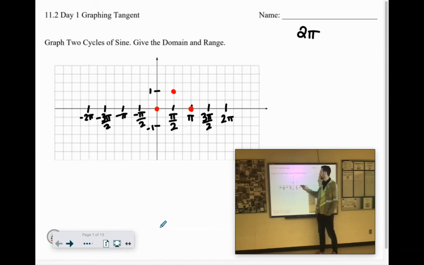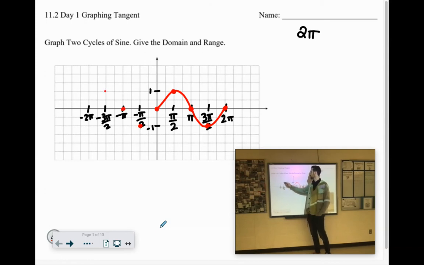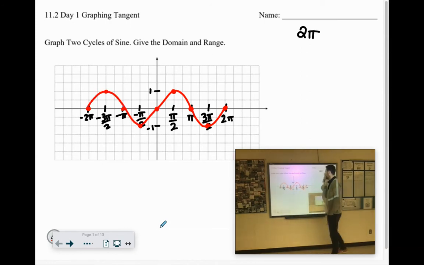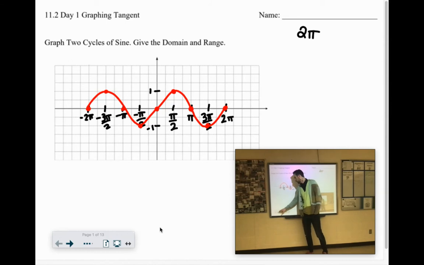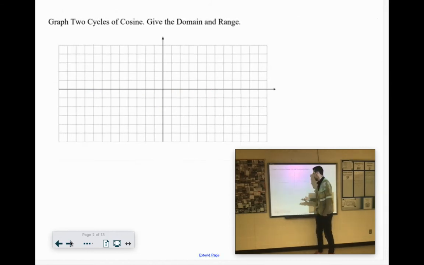It dips back to center, down to our minimum point, and back to center. So this would be one full cycle. And then if we took it back, down here, center, up here, center. That would show our second cycle. Right? There's 2 complete cycles of sine. Remember, sine has a period of 2 pi, just like cosine. So now we're going to do the same thing with cosine.